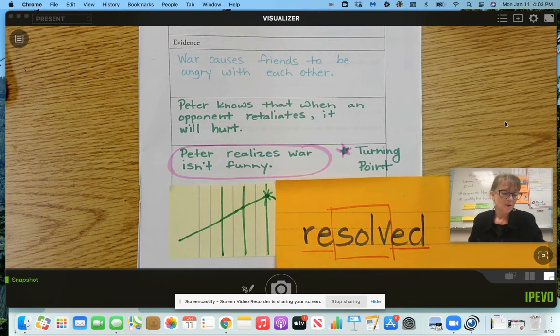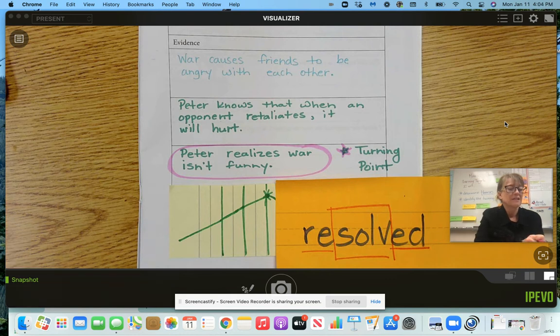So we can think about making predictions based on this evidence. And that is one of the things that you're going to do in your lesson: make a prediction. Because Peter realizes war isn't funny, what do you think he's going to do? So this will be a question that you answer in your Seesaw assignment. And I'll type it in there.